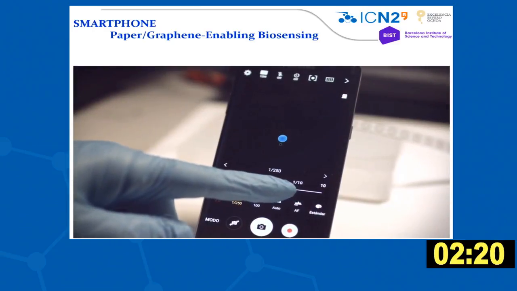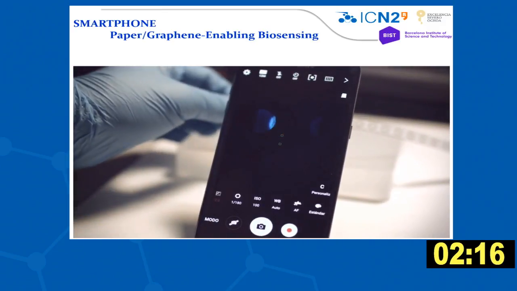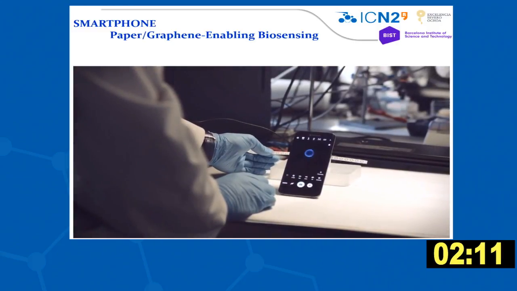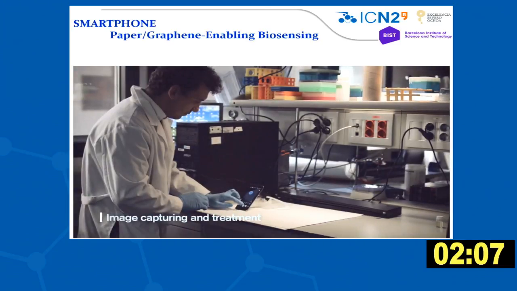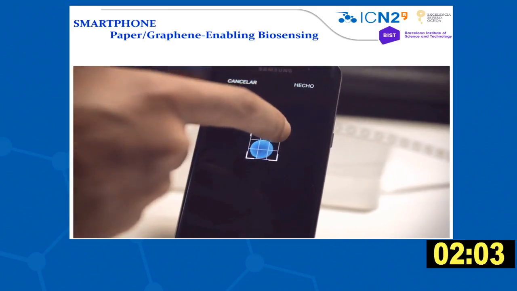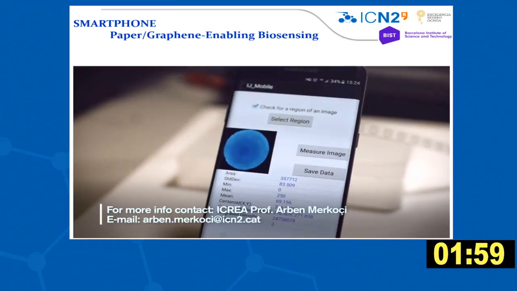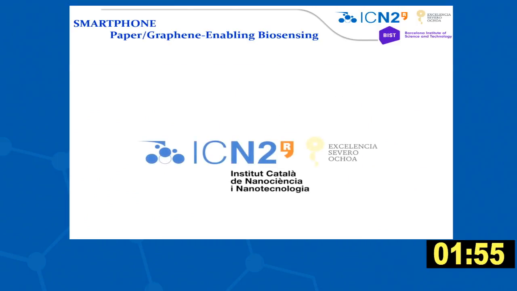We built also a very simple mobile phone-based detection system where the excitation is already done there. So this is in fact a patented system, and we are looking for collaboration to use this. You see here the strip of paper is very simply inserted, and then we detect this change of the photoluminescence by interaction with different kinds of analytes.